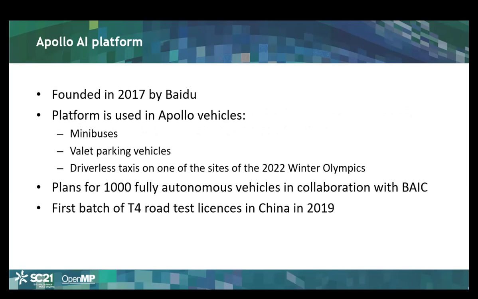The next platform we want to discuss is the Apollo Artificial Intelligence Platform, which was founded in 2017 by Baidu. This platform is used in Apollo vehicles, which consist of minibuses, valet parking vehicles, and driverless taxis on one of the sites of the 2022 Winter Olympics. Baidu has plans for 1,000 fully autonomous vehicles in collaboration with BAIC, which is the Beijing Automotive Corporation. And the first batch of T4 road test licenses was awarded in China in 2019 to Baidu.